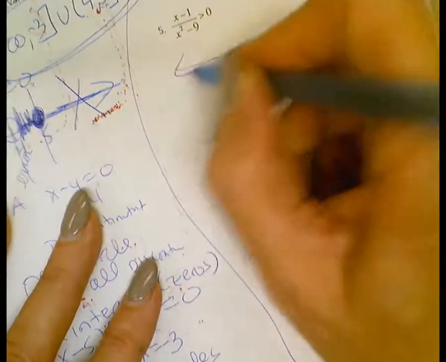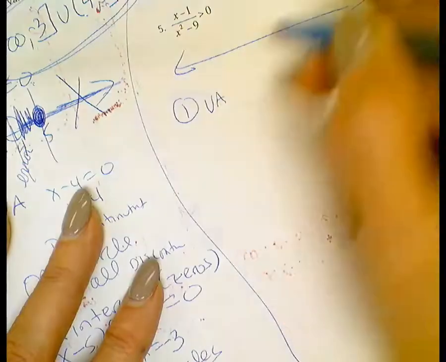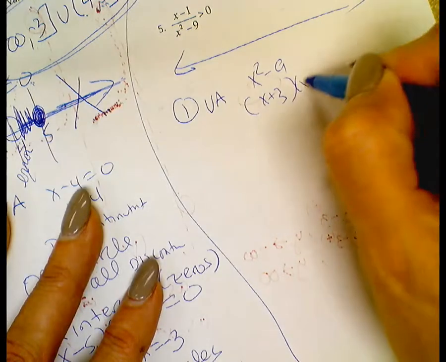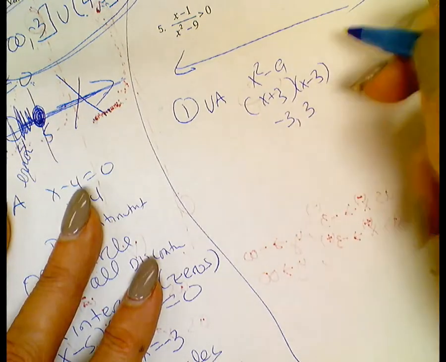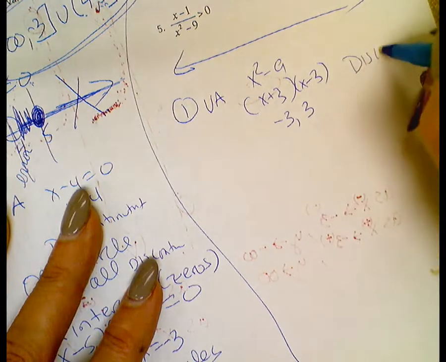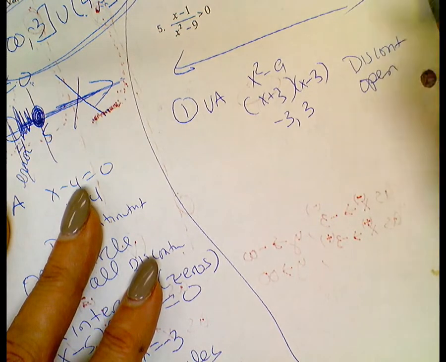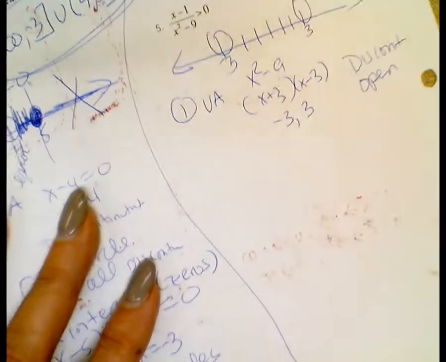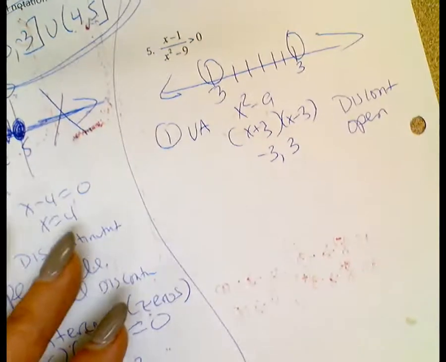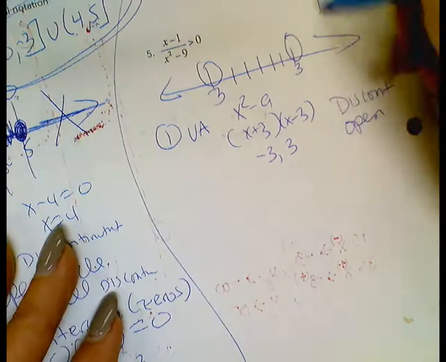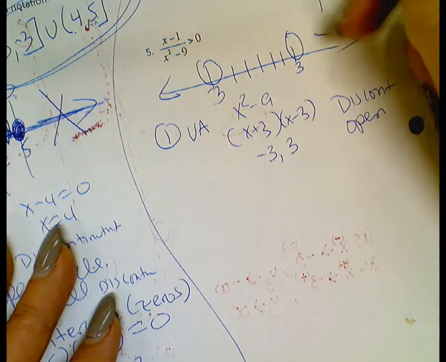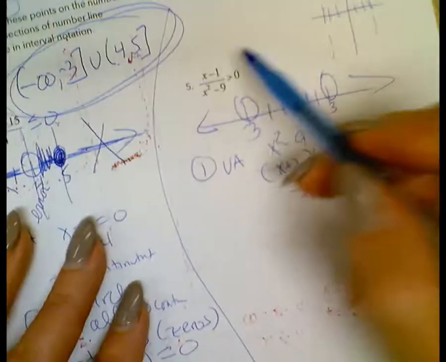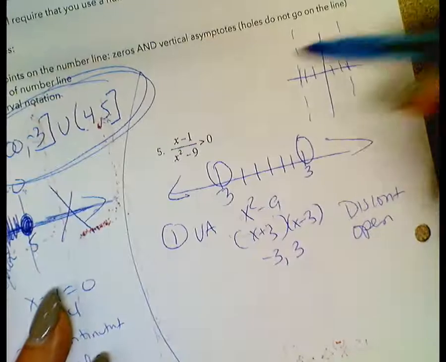Number line. First thing, vertical asymptotes. The vertical asymptote is x squared minus 9, which if you factor it, is -3 and 3. These are called discontinuities. Discontinuities are open circles. So at -3 and 3, open circles. Those are asymptotes on the graph, right here and here. Okay? We're looking for when the graph is greater than 0. We want anything that's above the x-axis here.